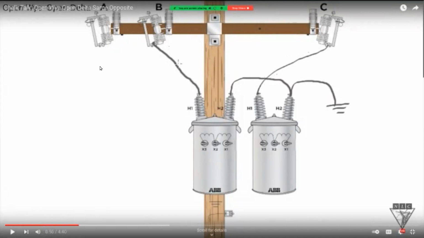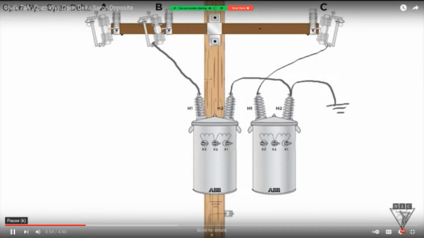You can use A and B, you can use B and C like he's doing here, or you can use A and C. It doesn't matter, just as long as you use 2. It just depends on what they're looking for.